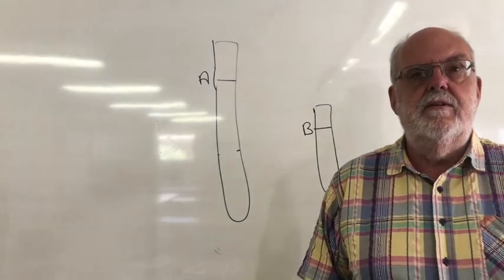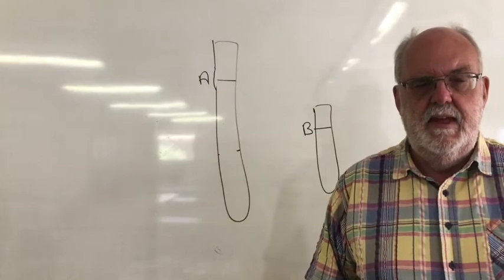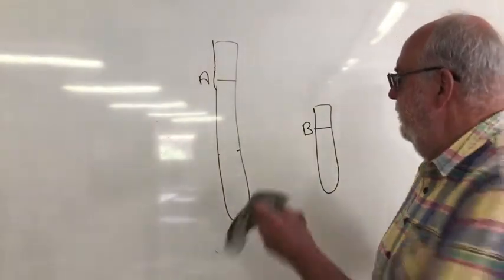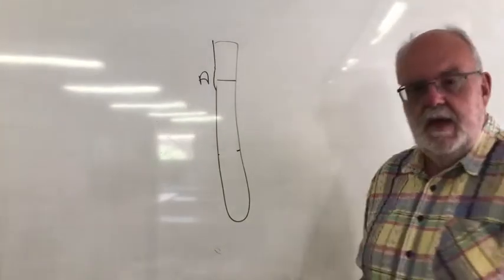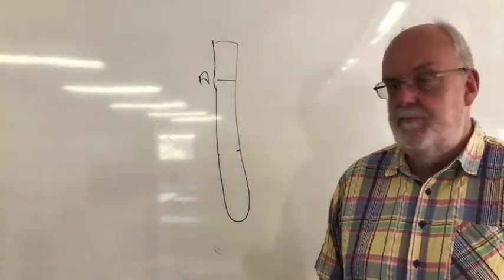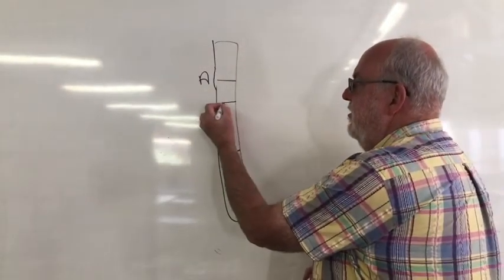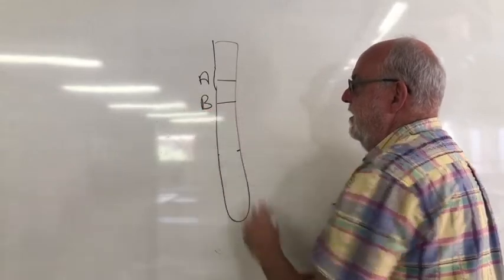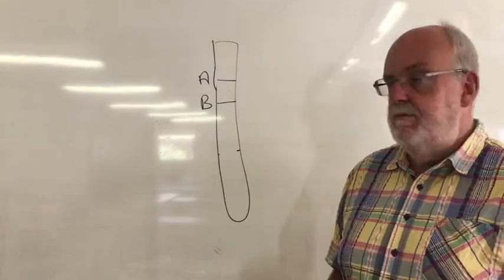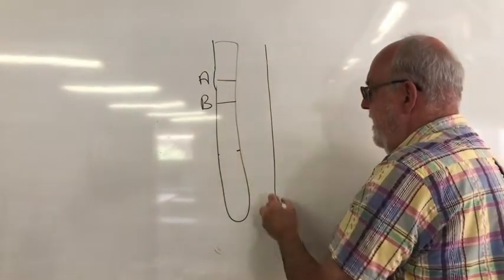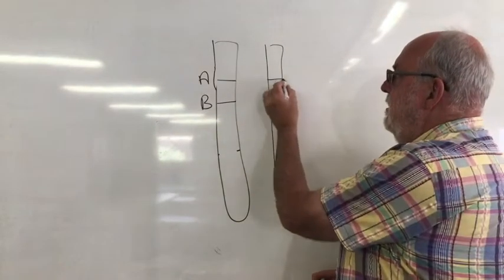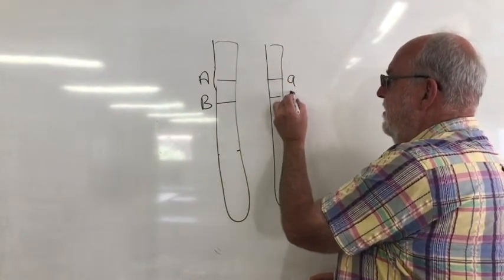Another way that genes can interact is if they are linked. And by linkage, I mean that there are two different genes occurring on the same chromosome. So in this case, two different genes on the same chromosome. This chromosome gives the dominant alleles, and the homologous chromosome, inherited from the other parent, gives the recessive alleles, just as an example.